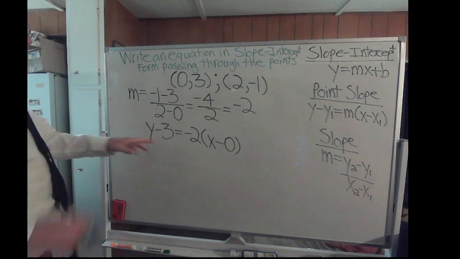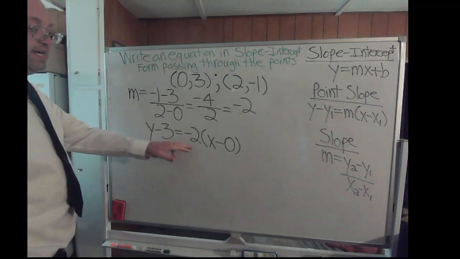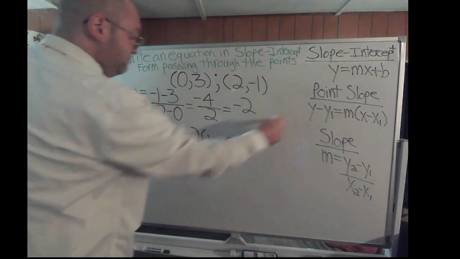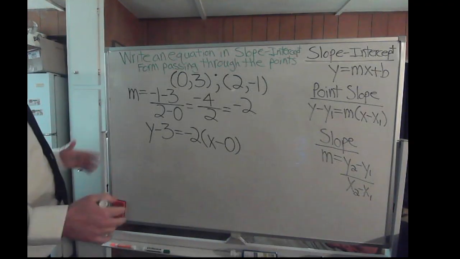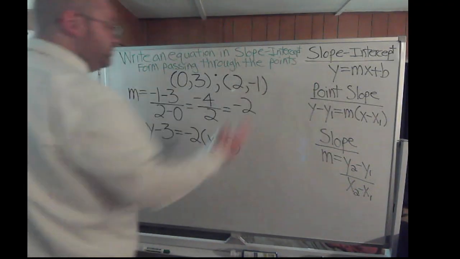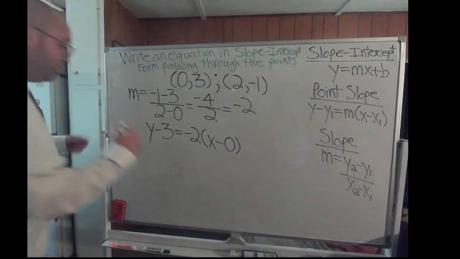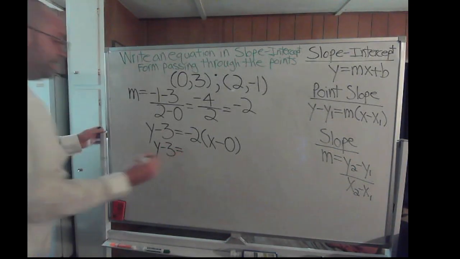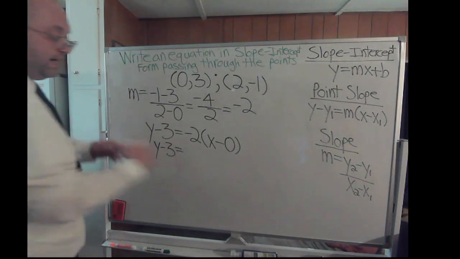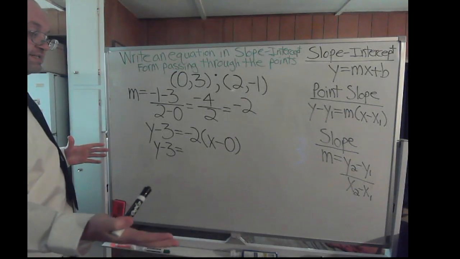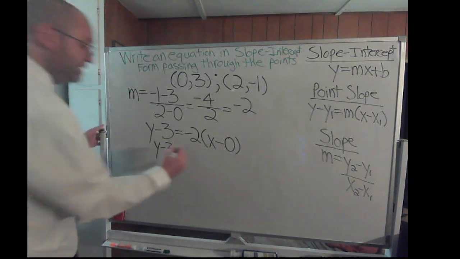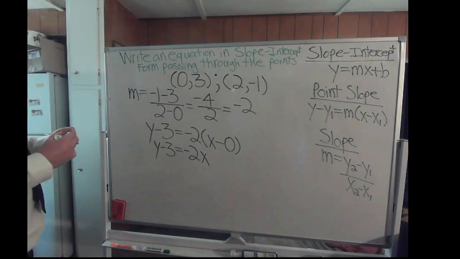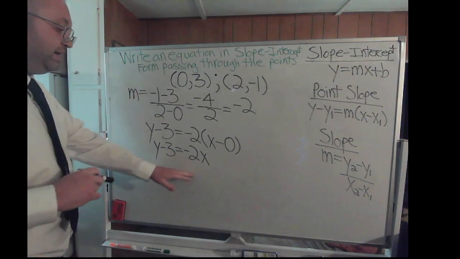Alright, so we have y minus 3 is equal to -2 times the quantity of x minus 0. That's your point slope form. The ultimate goal is to convert this into slope-intercept form. First, keep your y minus 3 on the left. On the right side, we know x minus 0 is just x. So you'll have -2 times x, which would give you -2x. So you have y minus 3 is equal to -2x.